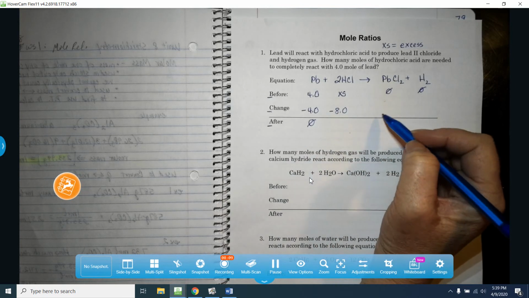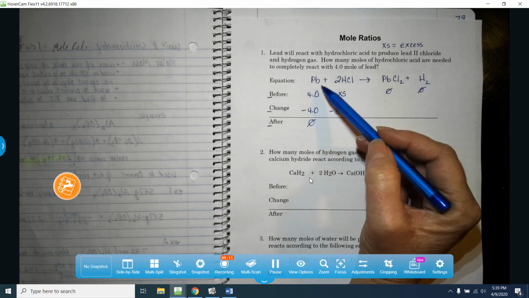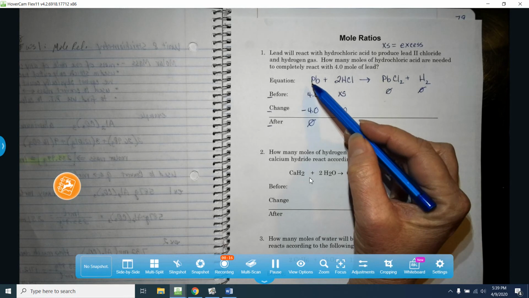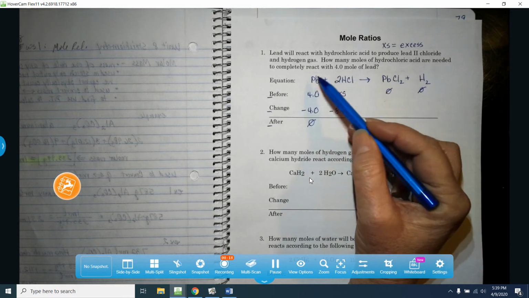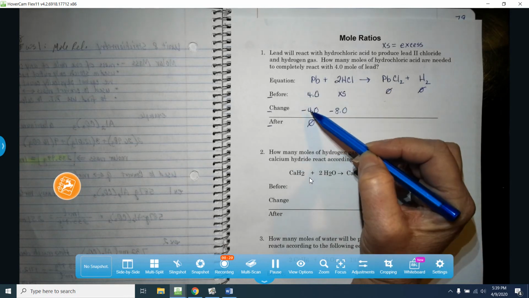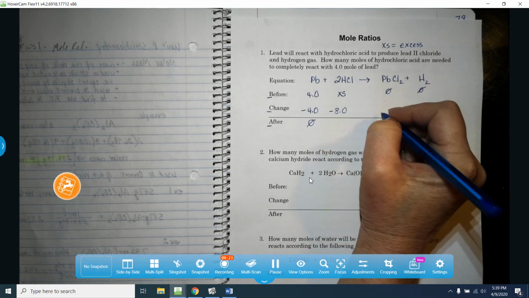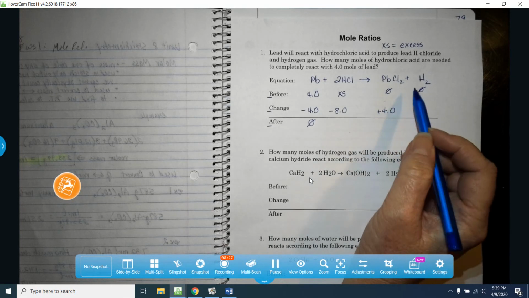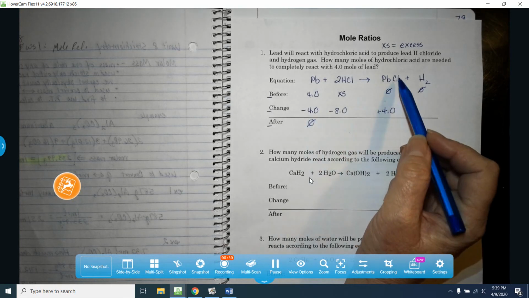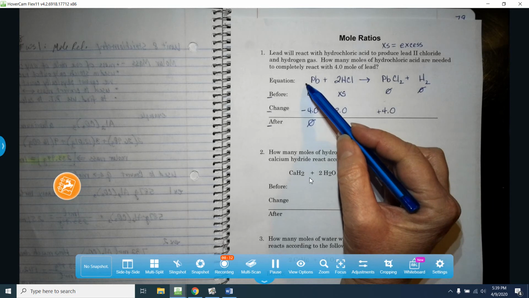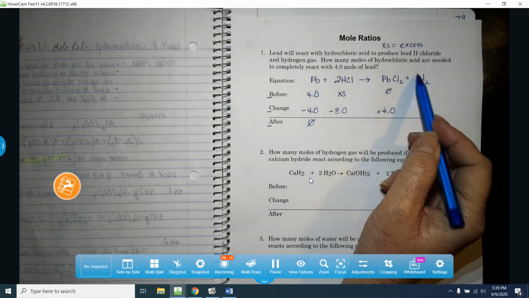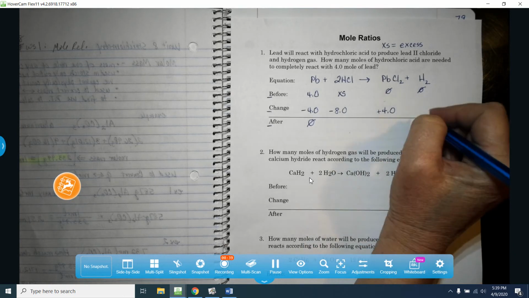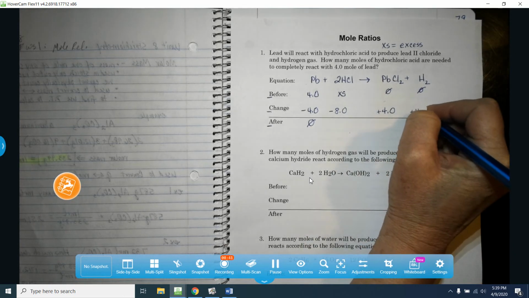Okay, let's fill in this part. So according to our balanced equation, for every one of these, I'm going to need 1 of those. This is a 1-to-1 ratio. So if I have 4 of these, then this is going to be 4. And I'm making it a positive. So for every 4 of these I use up, I'm going to make 4 of these. There's the same coefficient there. And this coefficient is also a 1. So this amount is going to be a 4 as well.